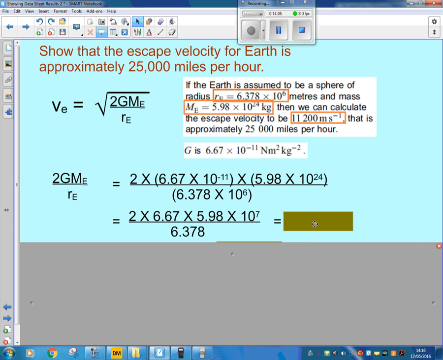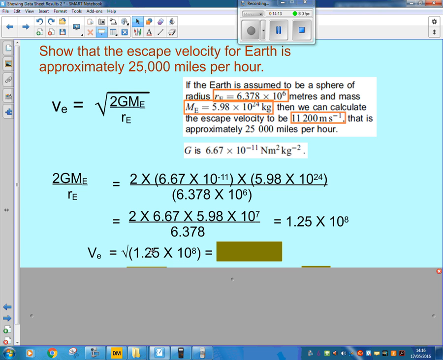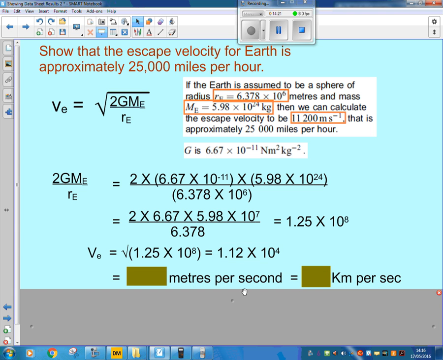And then if I work that out on my calculator, it comes to 1.25 times 10 to the power of 8. That's in standard form. So VE is the square root of this. All I have to do is square root that, which comes to 1.12 times 10 to the power of 4. Then, next part.